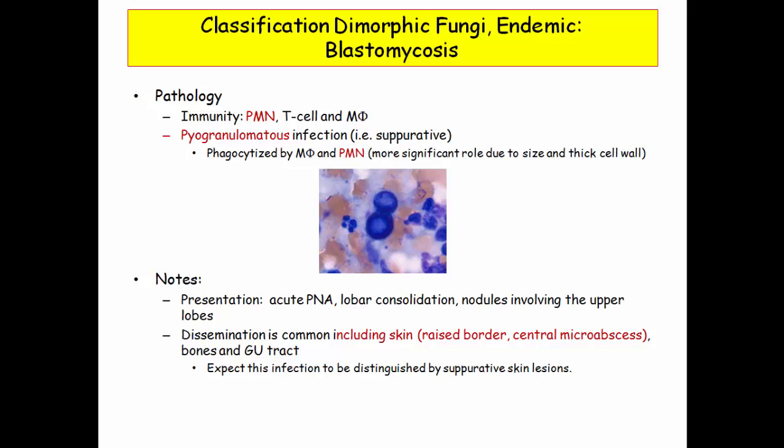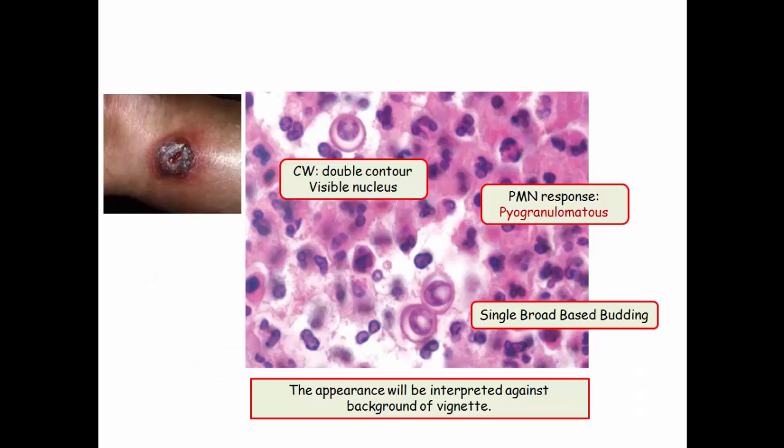the morphology. And here is the summary. Skin with a suppurative, almost necrotic lesion. Pathology reveals a thick cell wall with visible nucleus, pyogranuloma, and a single broad-based bud. This is the face of blastomycosis.